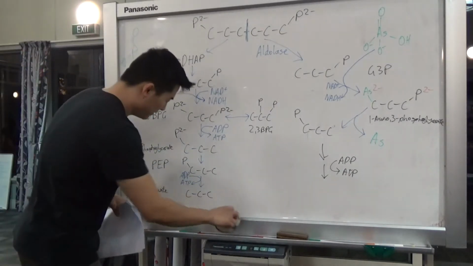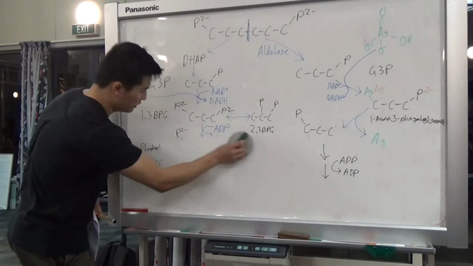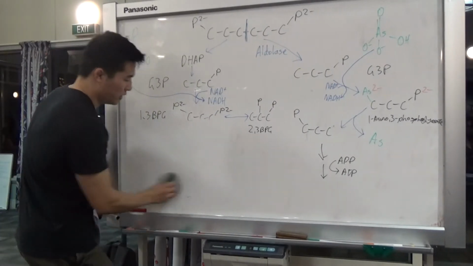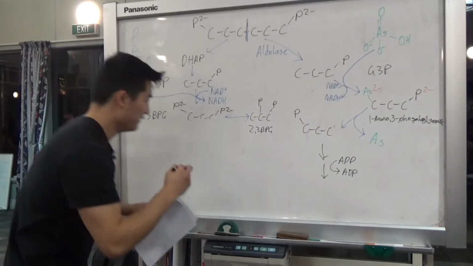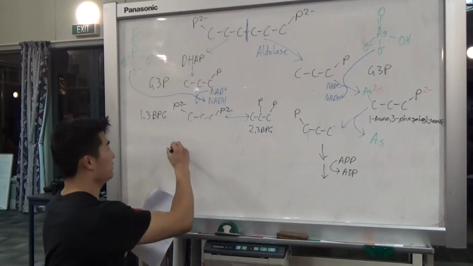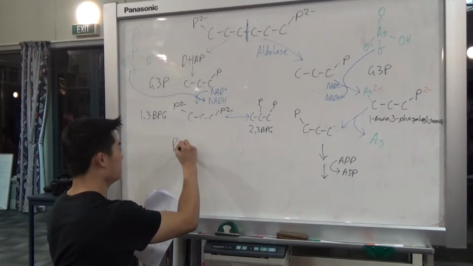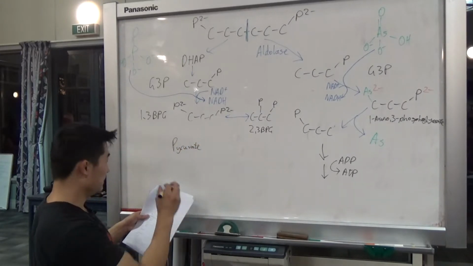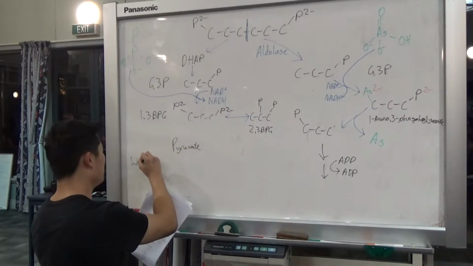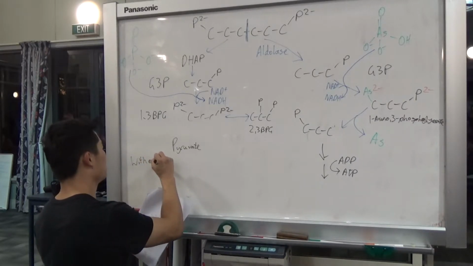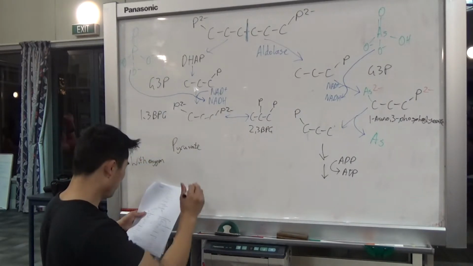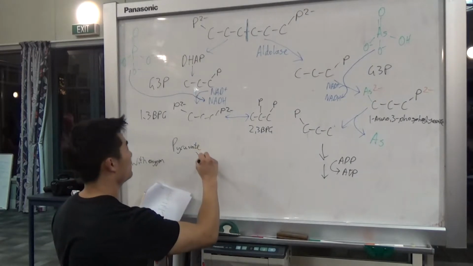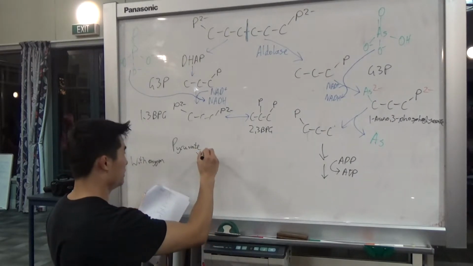So then let's just talk about the fate of pyruvate. At the bottom on the left side, let's have the aerobic pathway. So you have pyruvate. So let's say on the left side it's with oxygen.